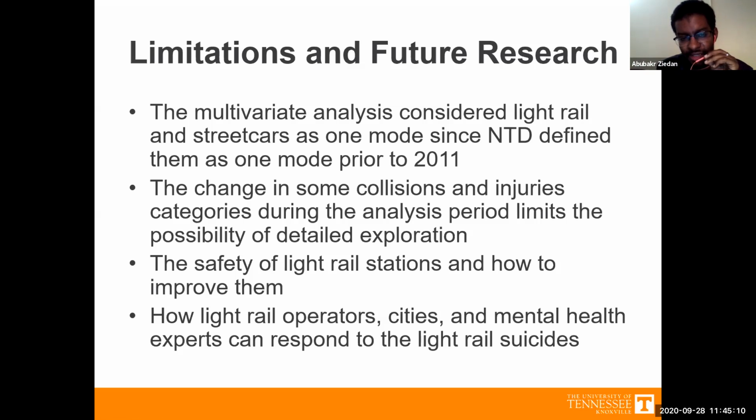This study showed that there are a lot of injuries occurring at light rail stations, and I think light rail operators should explore them more and see what the reasons behind this are and how they can improve them. And the last thing, as I mentioned, this should include other people from the cities as well as mental health experts to respond to the light rail suicides.